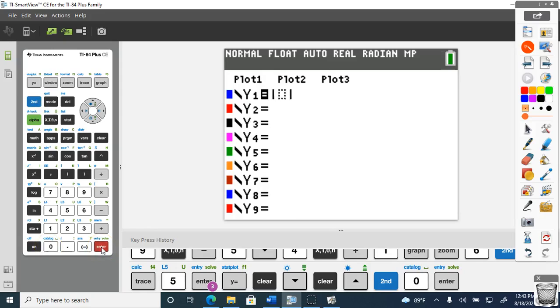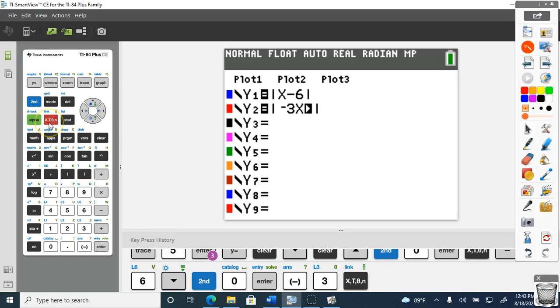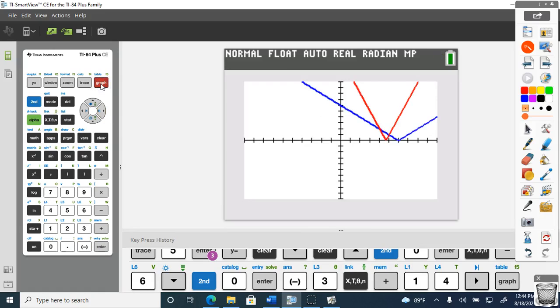Okay? And now, what is inside that absolute value? X minus 6 is on the left. All right. Is that it? All right. What about the right? Absolute value of what? Negative 3x plus 14. Is that it? All right. And again, we hit graph.